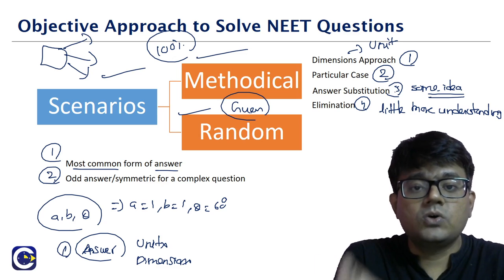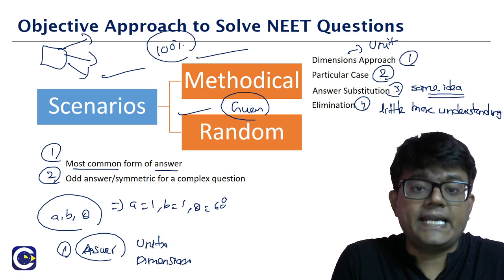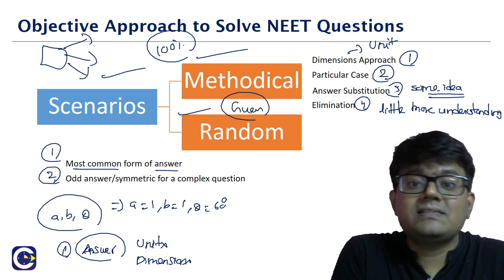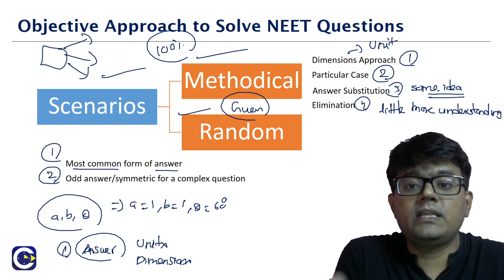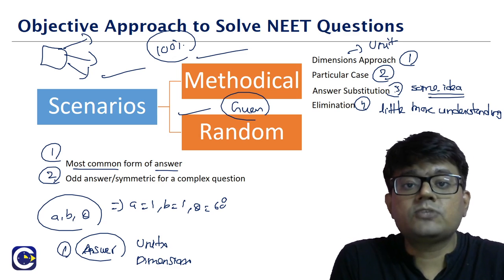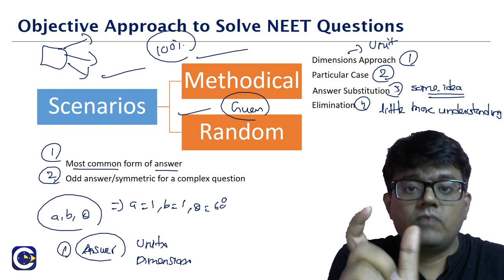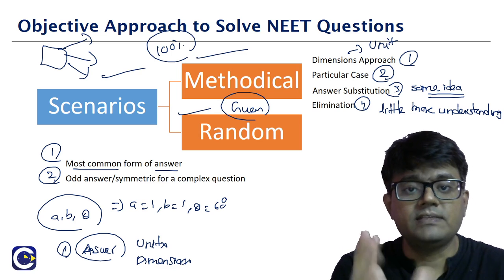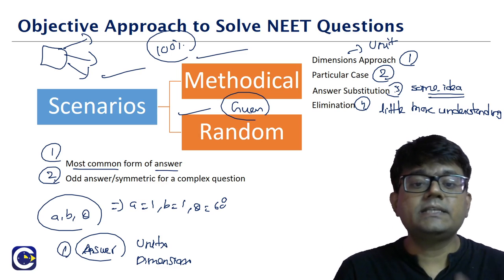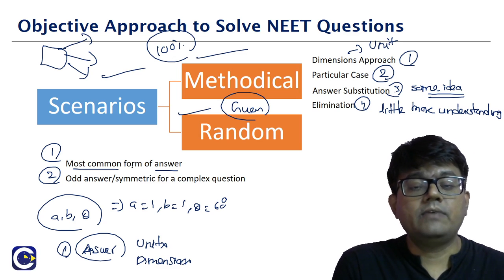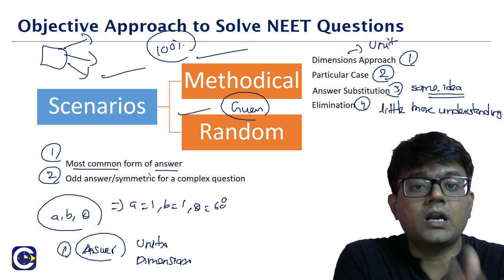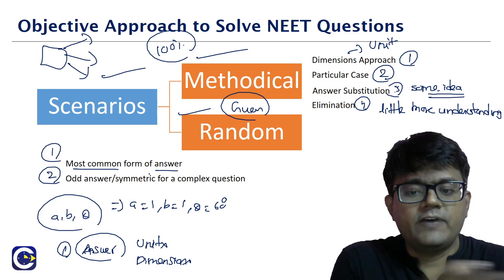Okay, so sometimes for those kinds of questions, if you look at the options, 3 options will be looking complicated. The fourth option will be like 1 or 0, a very simple answer. So that is one scenario, where we have the odd answer or symmetric answer for a complex question.